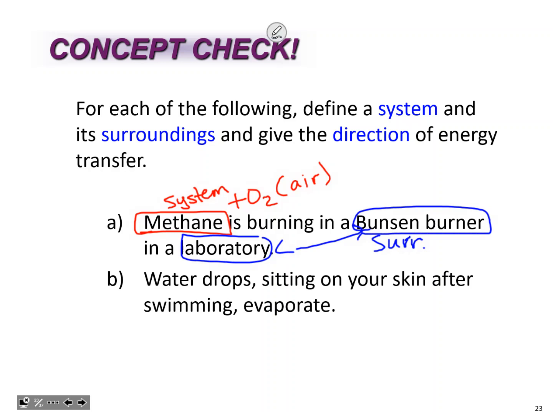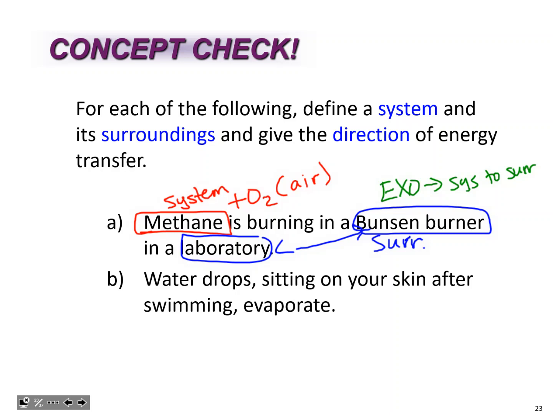Okay? And this is going to be exothermic. So it's going to go from the system to the surroundings. Now, that one was a chemical reaction one, so make sure that you're keeping that in a separate bucket from the phase changes. Because in chemical reactions, you have bonds breaking and bonds forming. You have both going on at once.